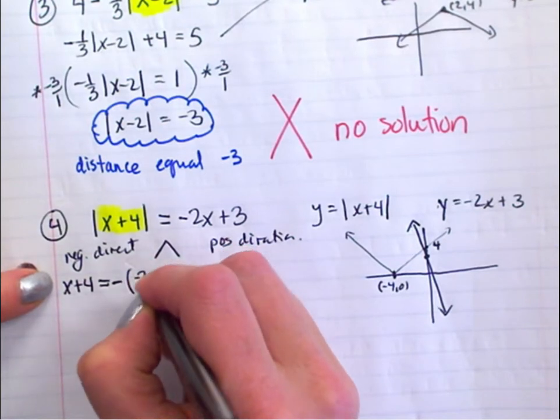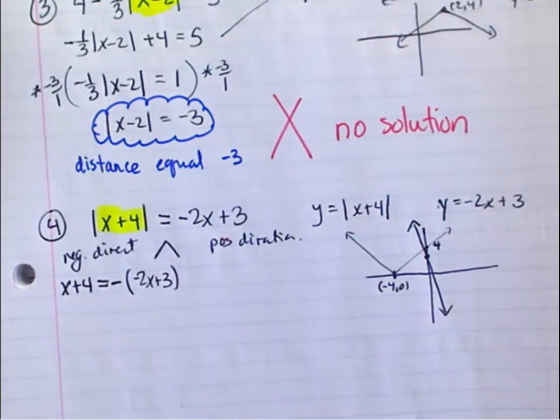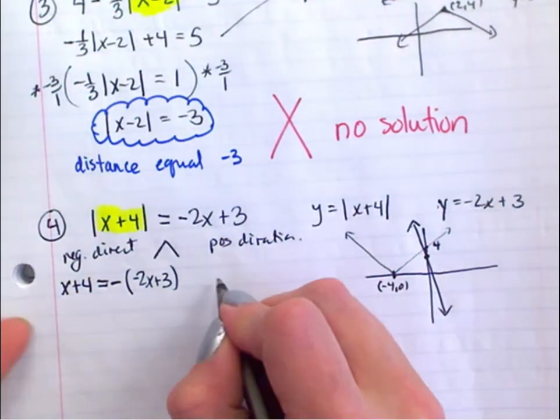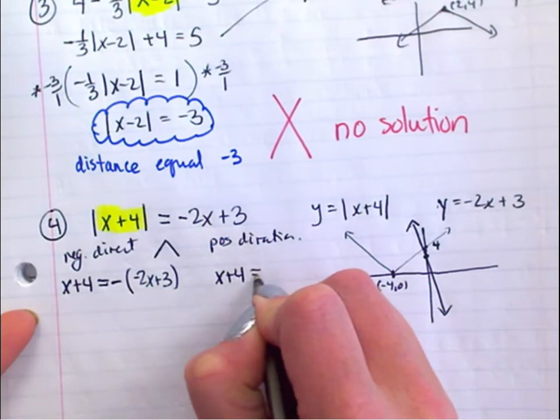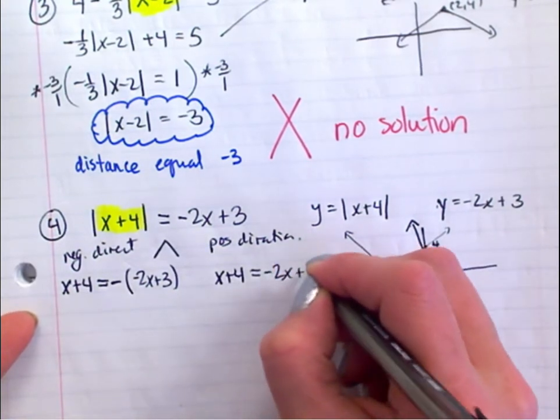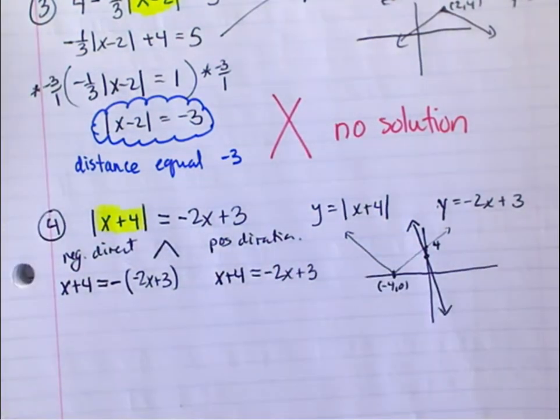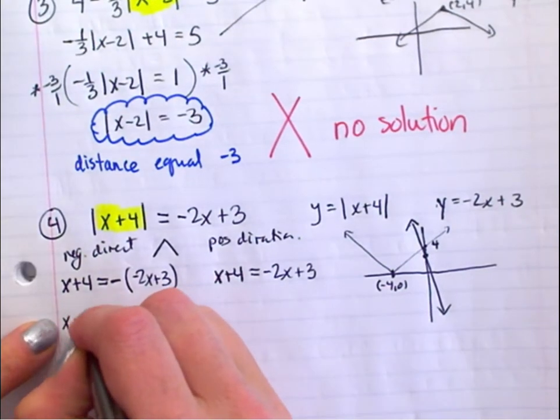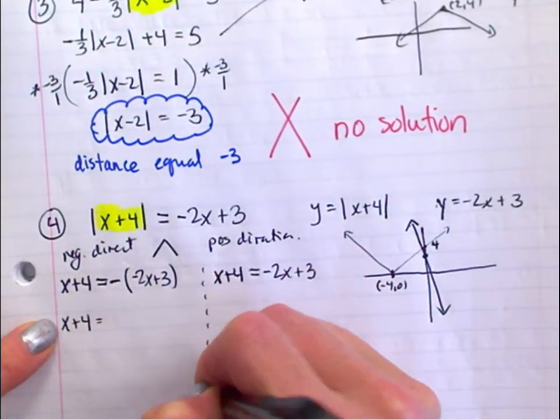Negative whatever it is. Negative of whatever that number's going to be. Think of your piecewise, right? You put that negative in front of the whole parentheses when you split it up. Okay? My positive direction is going to look like this. Okay, now it's just a linear equation. Start solving. Right, I'm just dotted line down here so I don't mess it up.